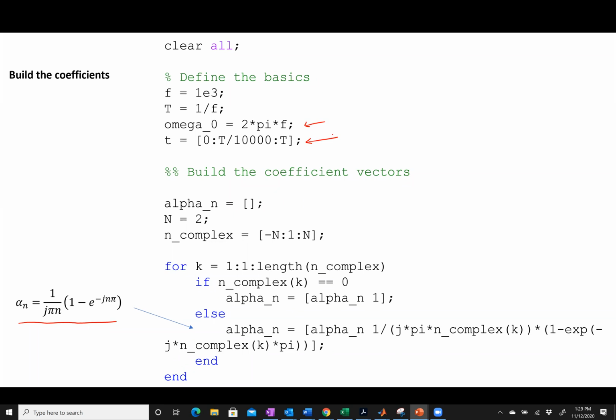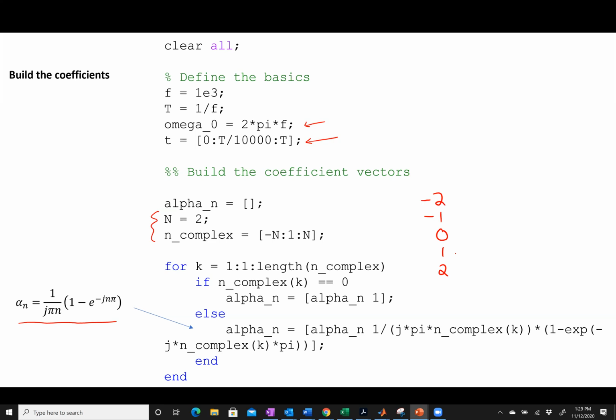Then I said, okay, I'm going to build up my alpha vector here. Now, what I've done is I've defined n equal to 2. Given what I've got on these 2 lines of code, which harmonic numbers am I including here? -2 to +2. So that would be five: -2, -1, 0, 1, and 2.